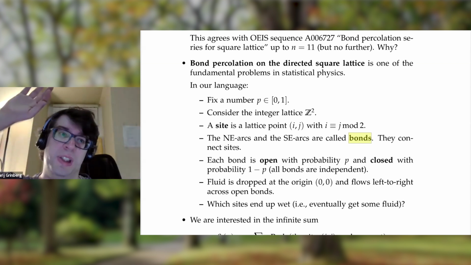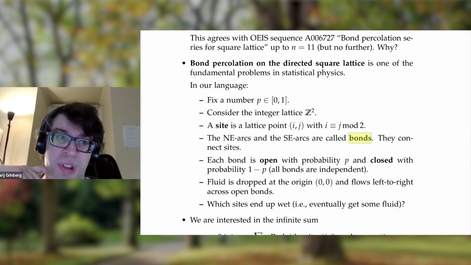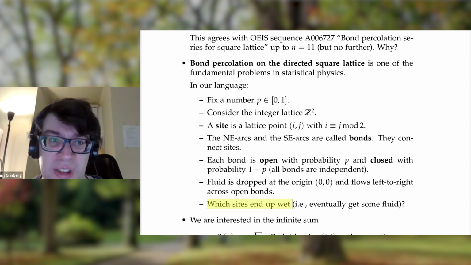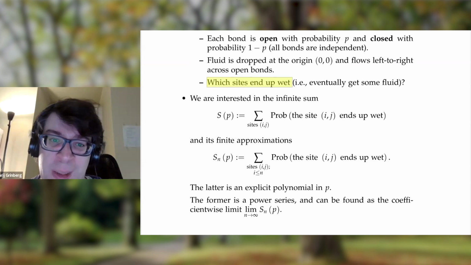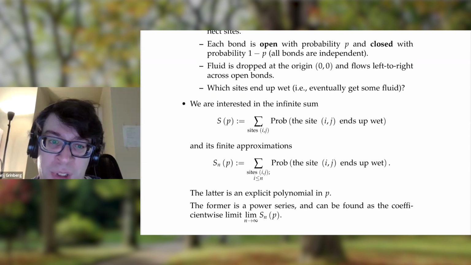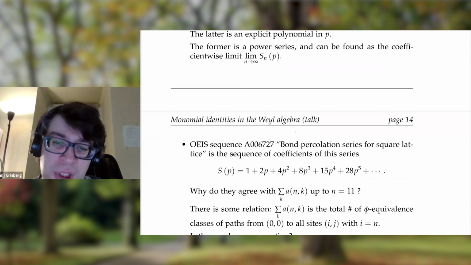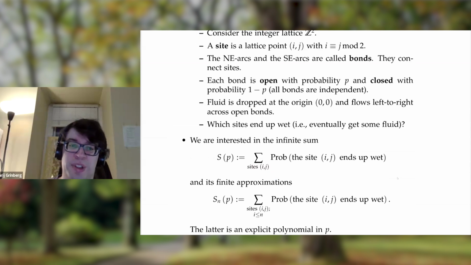So you imagine the plane to be tilted to the right. So the water flows downhill, but only if the bond is open. And the question is, which sites end up wet? So which sites or points end up getting some fluid? And in particular, people are interested in this infinite sum, where you sum over every site the probability that the site has some fluid on it. This can be approximated as a power series in p. And when you look at its coefficients, you realize that these coefficients look very much like those numbers.